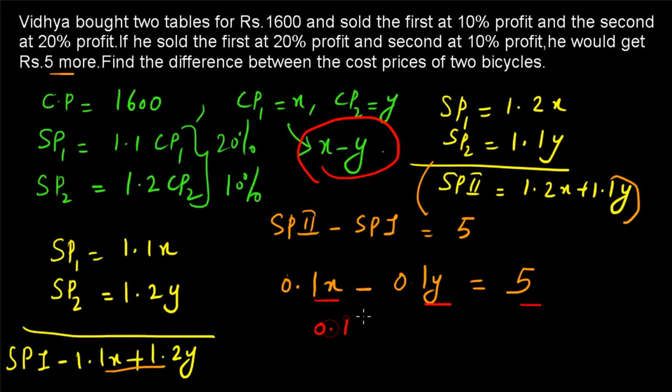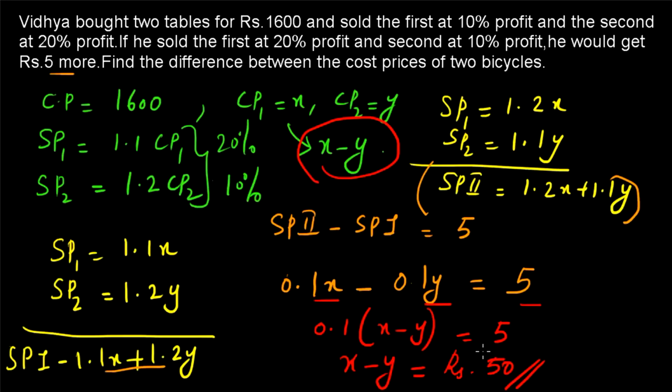Taking 0.1 as common, 0.1 into x minus y is equal to 5. So what is x minus y? x minus y will be equal to 5 divided by 0.1, which is 5 into 10, that is rupees 50. So x minus y is rupees 50, or we can say the difference between the cost prices of the two bicycles is rupees 50. So even though the question seems a little complex, here what we have to determine?